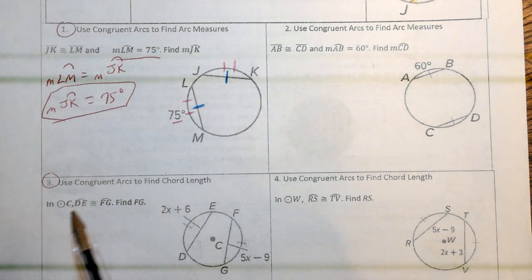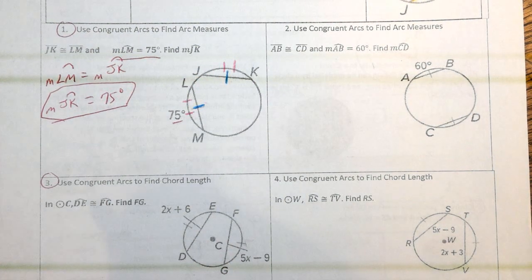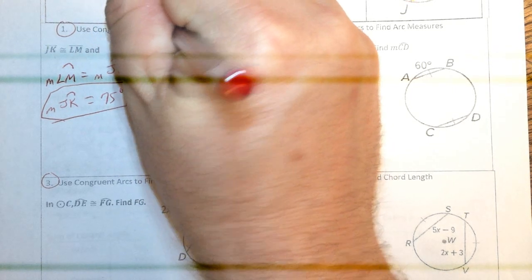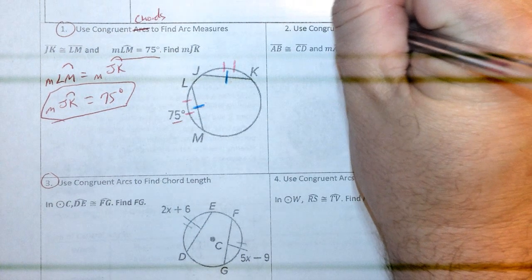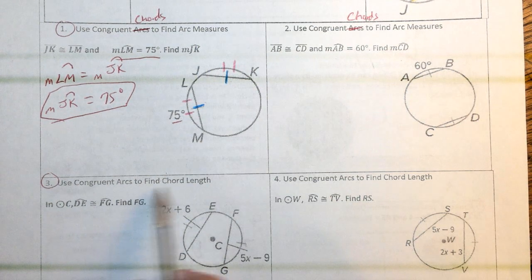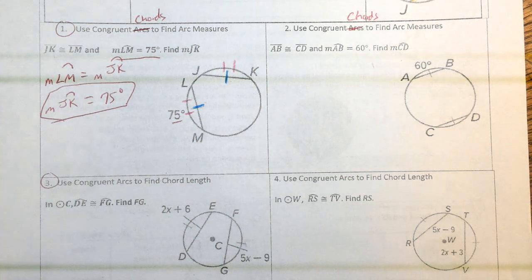All right, so as you'll see, number 2 says using congruent arcs to find arc measures, but we're using congruent chords. Down here it's arcs to find chord. That was right, but we were wrong there.